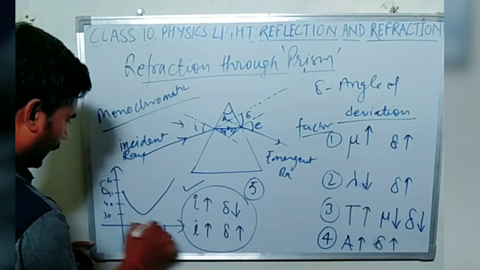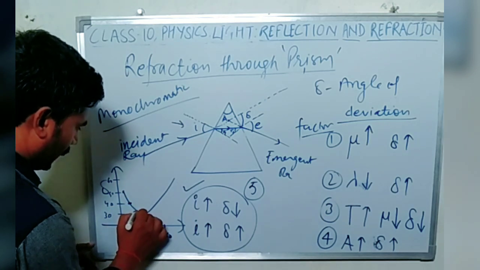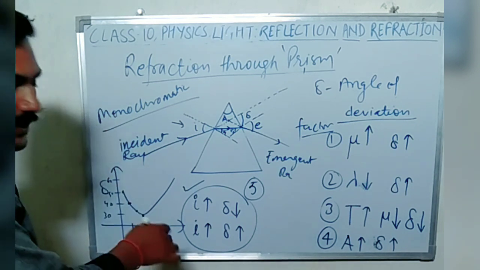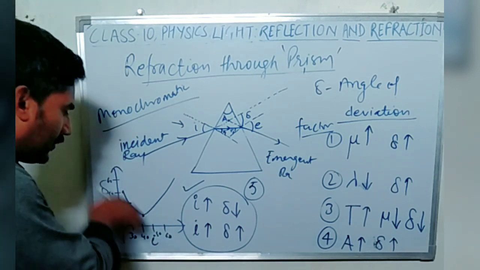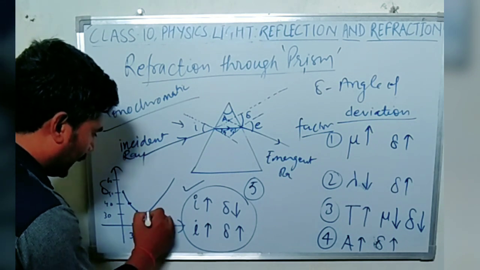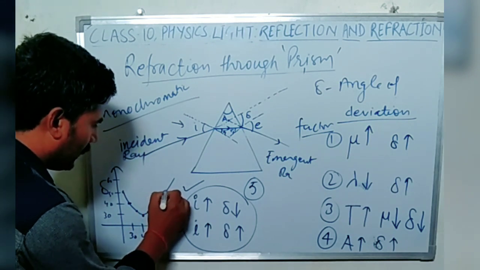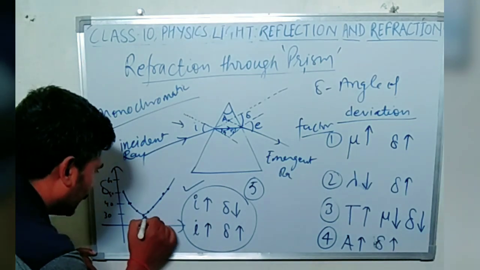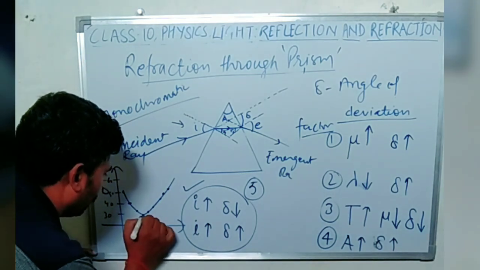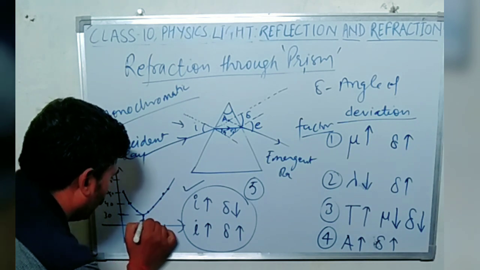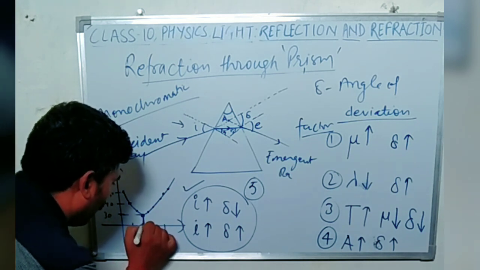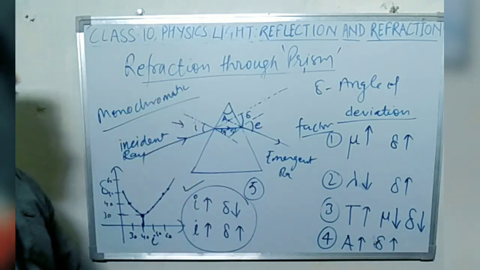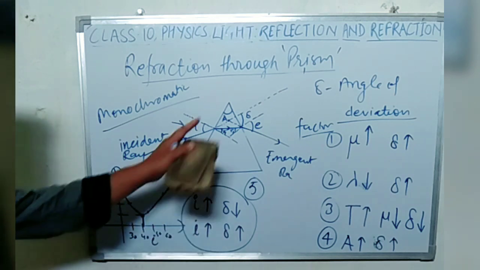On increasing the angle of incidence, it will decrease the angle of deviation, but on further increasing, the angle of deviation will increase. We should remember that this is a very narrow pointed curve here, and there will be only one angle of incidence on which we will get this angle of deviation.